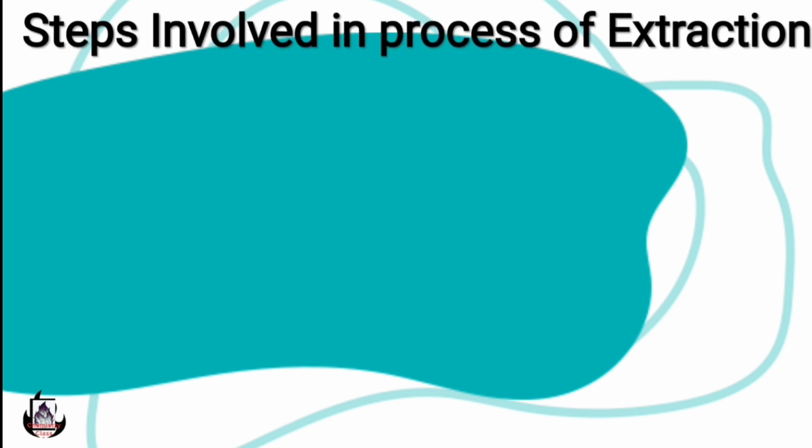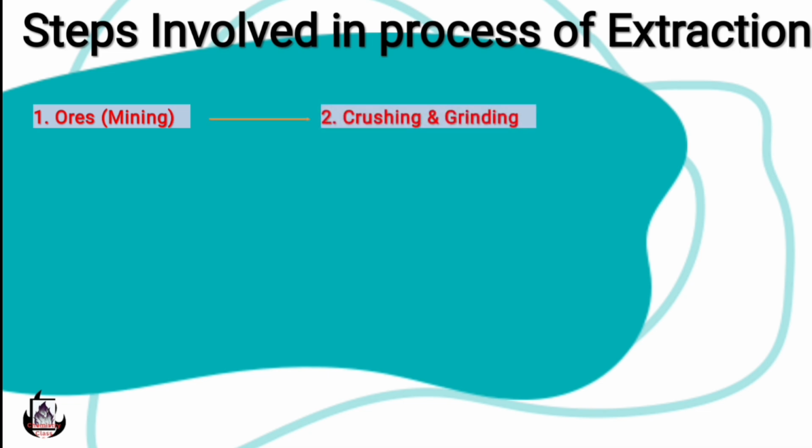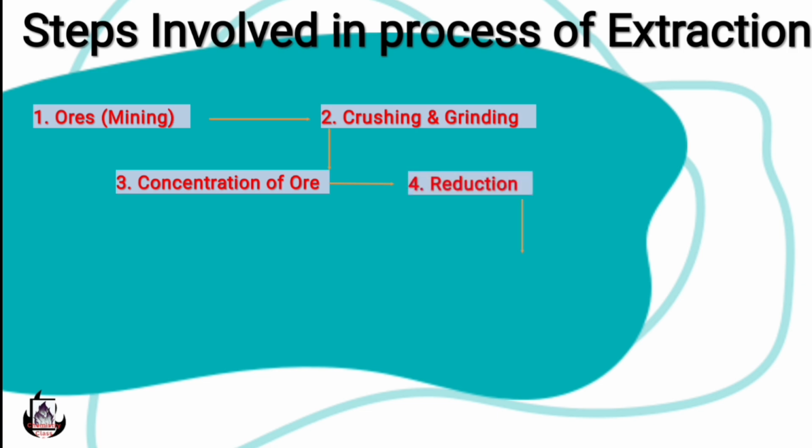Now we will see the steps involved in the process of extraction. Step 1, collecting the ore through mining. Step 2, crushing and grinding of an ore. Step 3, concentration of ore. Step 4, reduction of an ore. And after reduction, we will go to refining of our metal so that we can get pure metal from an ore.